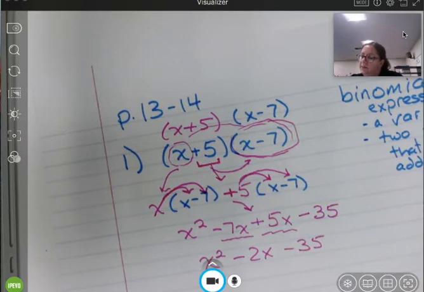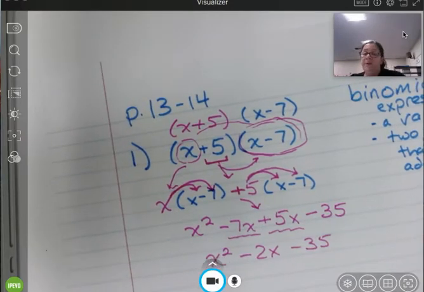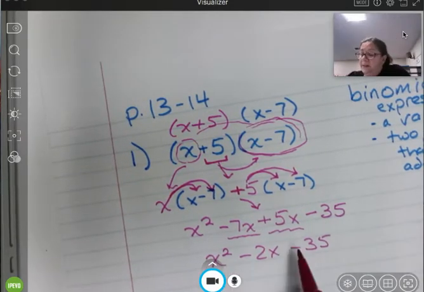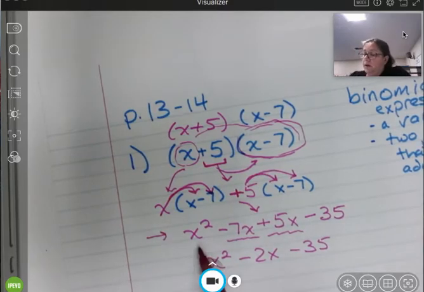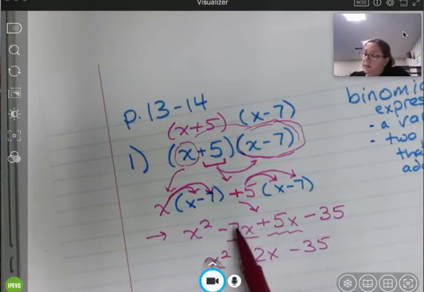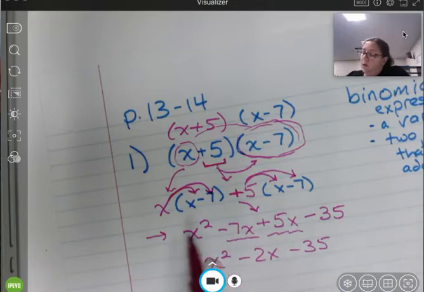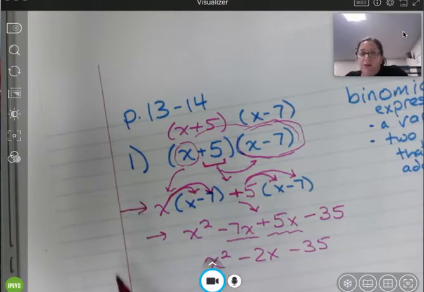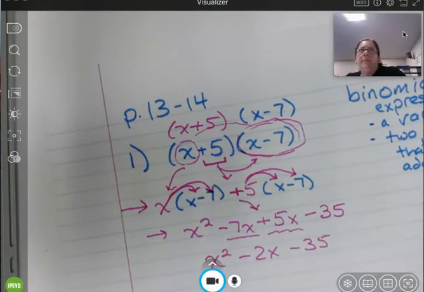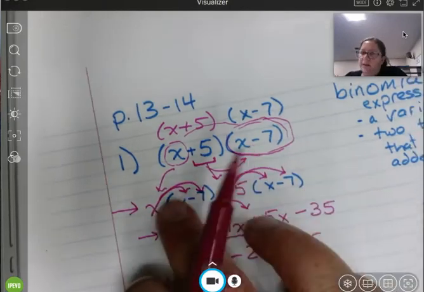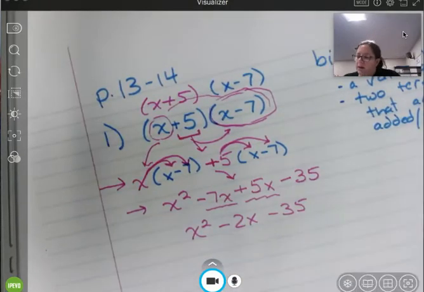And that's it. Now, if you've been doing FOIL, this is FOIL right here. This is like first, outside, inside, last. The only difference is they're asking us to put in one extra step, and that's just for this assignment, and it's because it's something that we're going to use later when we do factor by grouping. So they just want us to get a little practice on that step, and it's only for this assignment.